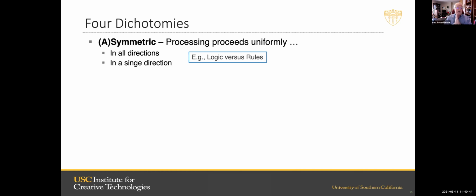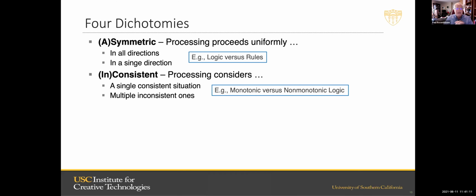So the first one I call asymmetric, and that's whether processing proceeds uniformly in all directions versus in a single direction. So a canonical example is logic versus rules. Logic, you can do deduction in all directions. In rules, forward is deductive, backwards is basically abductive. So although you can do inference in both directions, you get a different kind of inference depending on the direction that you do it. So that would be asymmetric.